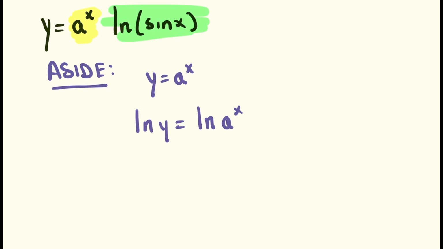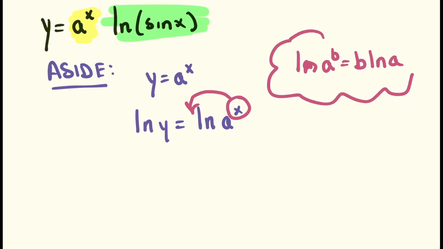This is always the way to go when you have an x in the exponent and you're trying to take the derivative. The reason for that is we can then bring x down out front, because natural log of a to the b is always equal to b times natural log of a. You can always bring that exponent down out front. That is a wonderful thing to have, which means we're looking at natural log of y is equal to x times the natural log of a. All right, that looks a lot better.